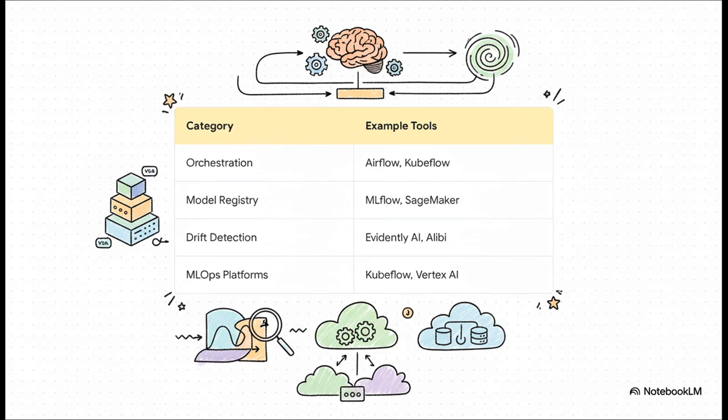For orchestration, the brains of the operation that coordinates the whole workflow, you've got tools like Apache Airflow or Kubeflow Pipelines. For keeping track of all your model versions, there are registries like MLflow. For that super important drift detection step, you've got specialized libraries like Evidently AI. And of course, all the big cloud providers offer these huge MLOps platforms that bundle a lot of this stuff together for you.